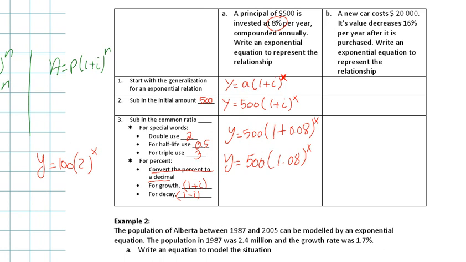Okay? So yes, it does become the same as y equals ab to the power of x, where a is your 500 and b is your 1.08. But you had to come up with that b. You had to find that b by adding 1 to it. Do we understand that?